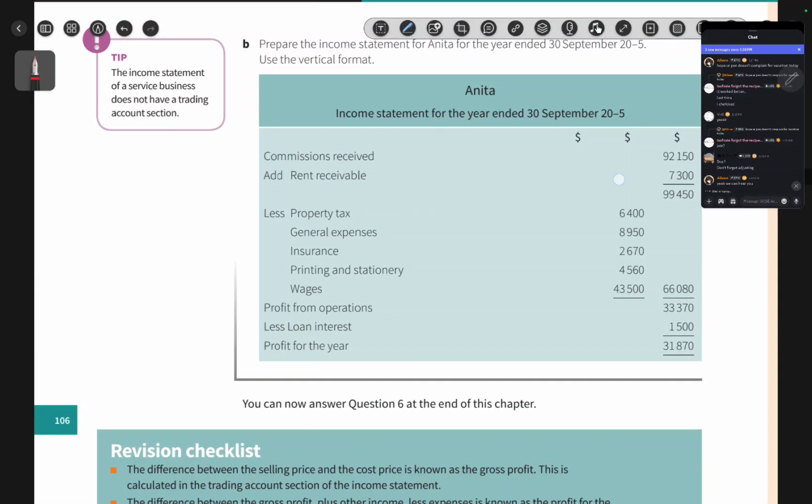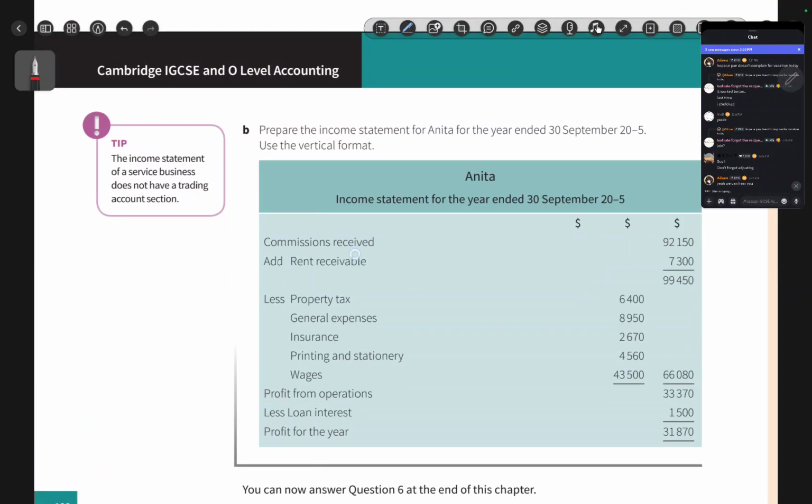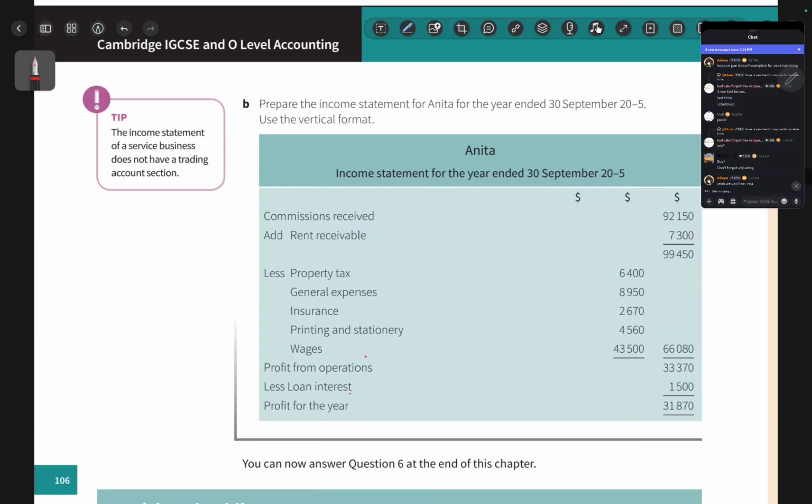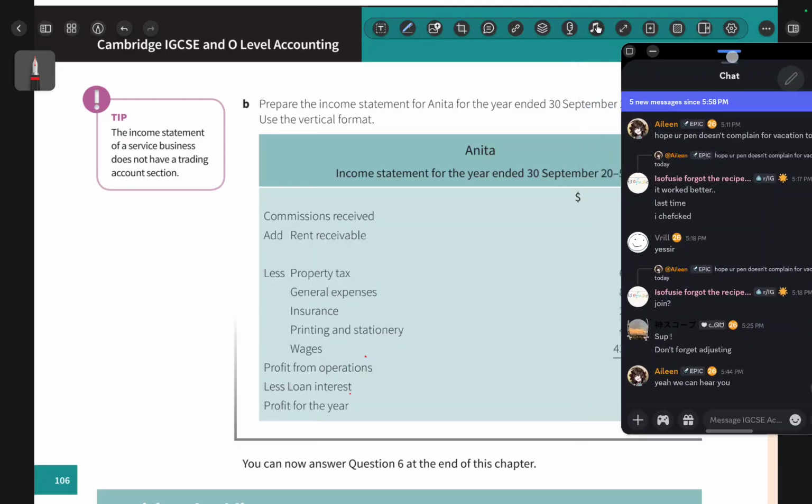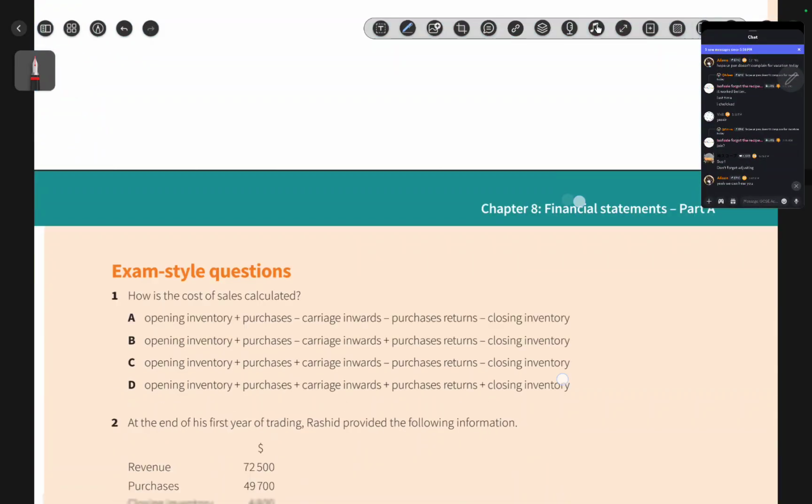Okay, let's look at the vertical format. You take your total income and you subtract your total expenses. Then you subtract your finance costs separately if you want to. You see that this is very easy. You just take your income, you subtract your expenses, you get your profit. You probably get like 5 marks for this because there's no work in it. In the exam, they won't even ask questions as simple as this. They will ask you with adjustments. That's a different thing, so let's not mix it right now.